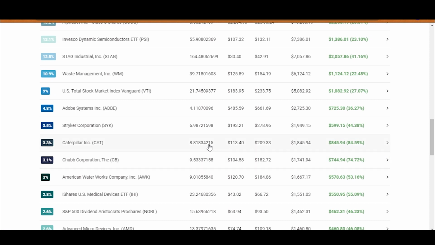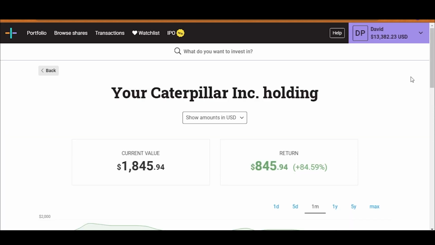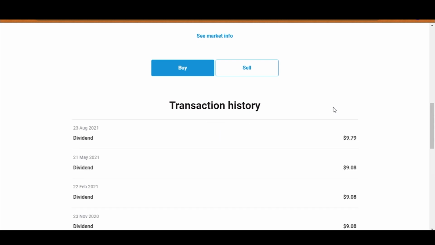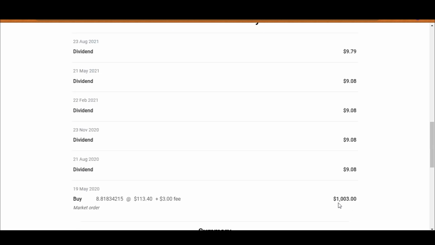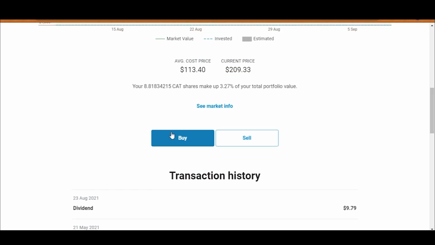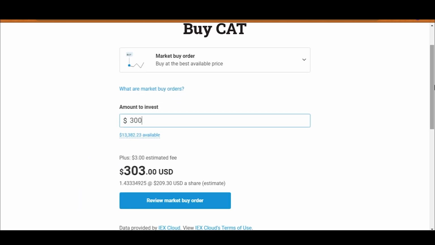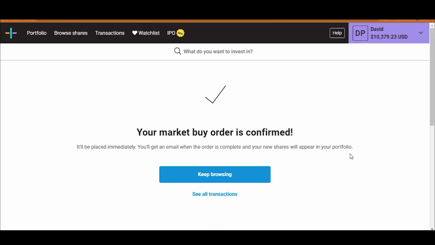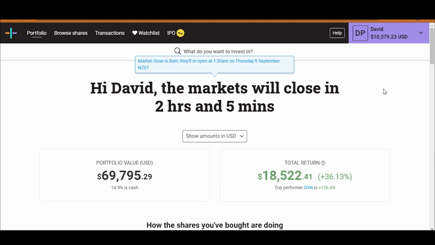The next one that I want to invest in is Caterpillar. Construction is always going to be needed, and I'm happy with how this company is tracking along. I only put down $1,000 and I've been collecting $9 in dividends until now, where I'm going to invest $3,000 and bring it up to $4,000. Go review, place order, and that's done. We still got $10,000 more to invest. So let's come back to the portfolio, come down.